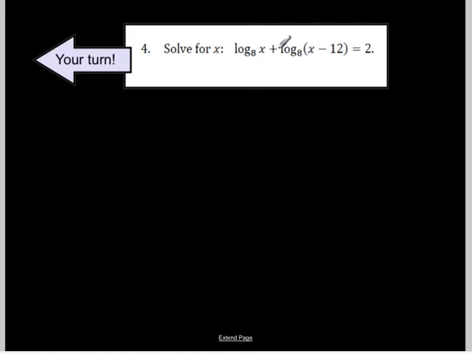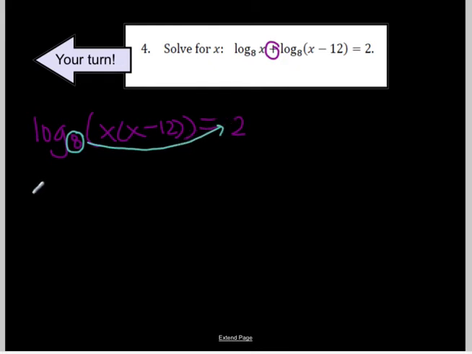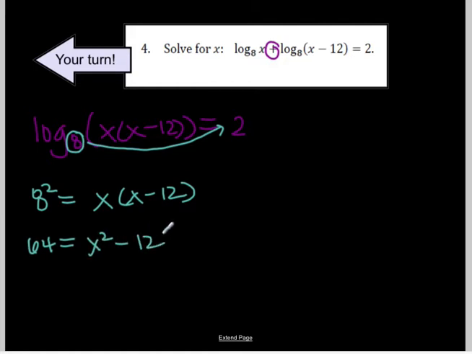So I'm going to rewrite. I see addition, so I'm going to rewrite it with multiplication. So it is log base 8 of x times x minus 12. And that is equal to 2. Now I'm going to write it as an exponent. So it is 8 to the second is equal to x times x minus 12. Now I would simplify. This is 64, and distribute that x. So I have x squared minus 12x. And I would subtract 64 from both sides. So I would have 0 is equal to x squared minus 12x minus 64.